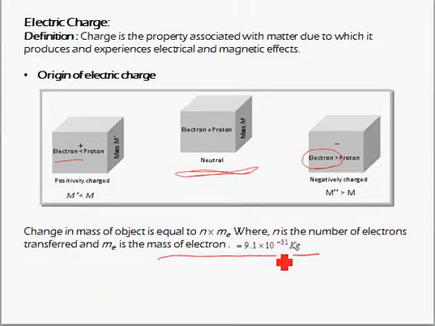So the mass of an electron is 9.1 into 10 to the power minus 31 kg, and if n electrons are given out by an object, then it loses n into 9.1 into 10 to the power minus 31 kg, and if it takes n number of electrons, then it gains n into 9.1 into 10 to the power minus 31 kg.